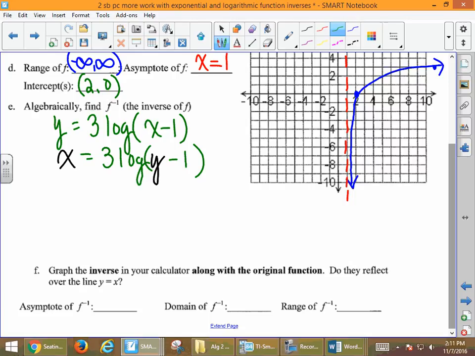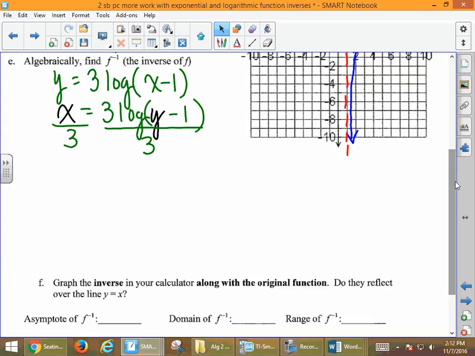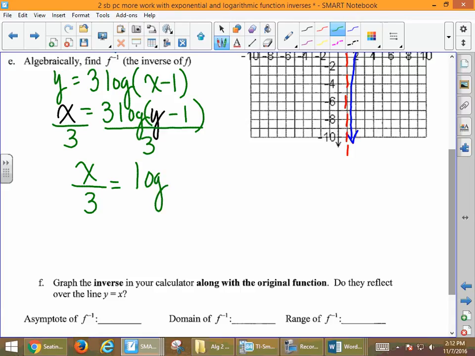Once we switch our x and y, we want to solve for y. So we need to isolate our value that we're solving for as much as possible. So this is 3 times the logarithm. So we're going to have to use the inverse operation to divide by 3. So now we're left with x divided by 3 equals the log of y minus 1.